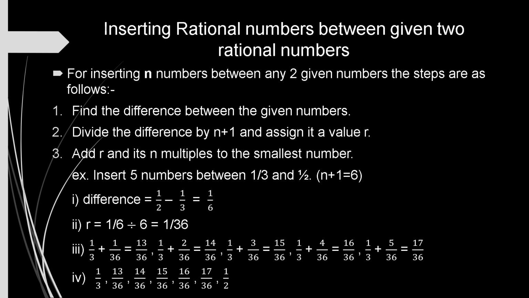Now our series, the 5 numbers that are inserted between 1 by 3 and 1 by 2, are 13 by 36, 14 by 36, 15 by 36, 16 by 36 and 17 by 36.